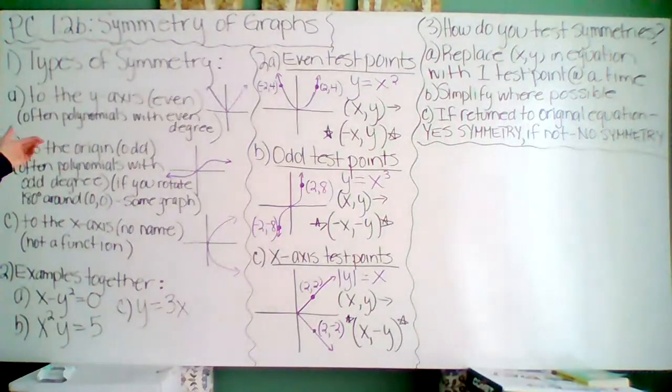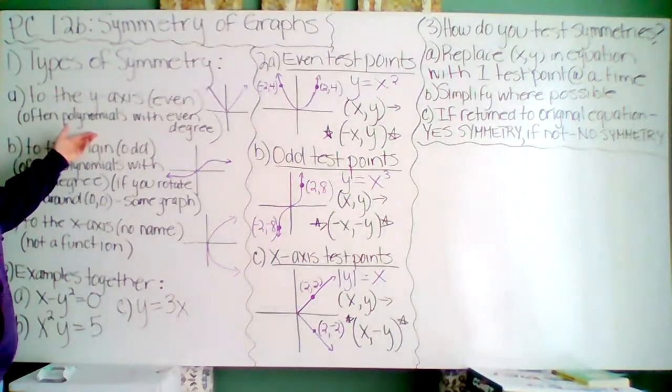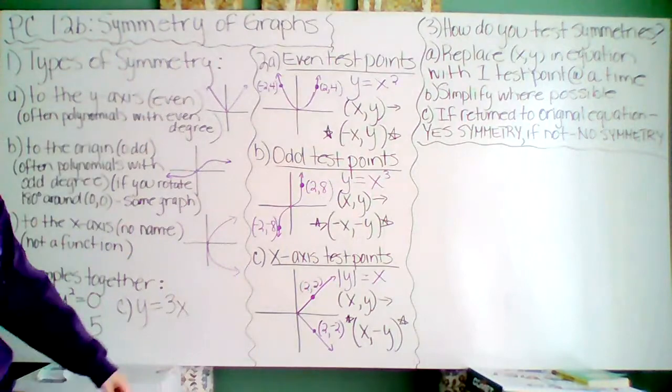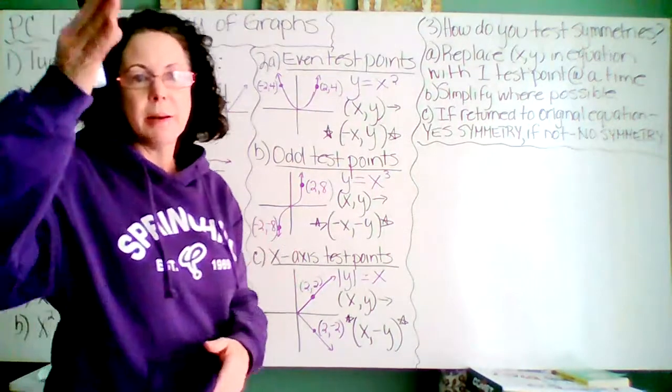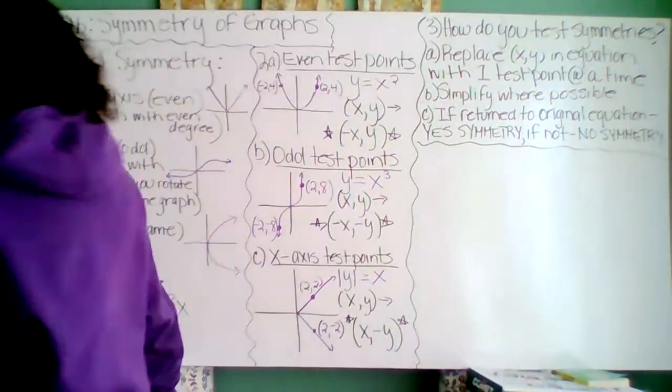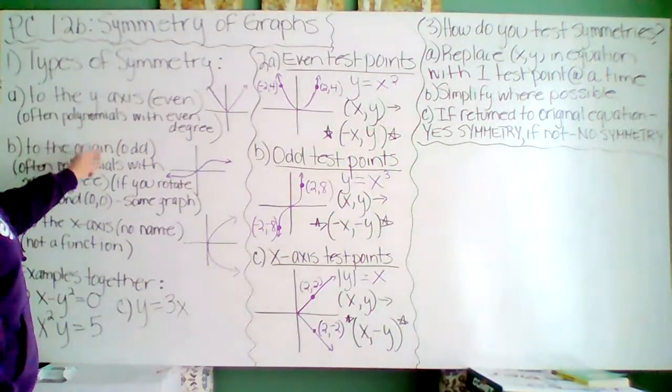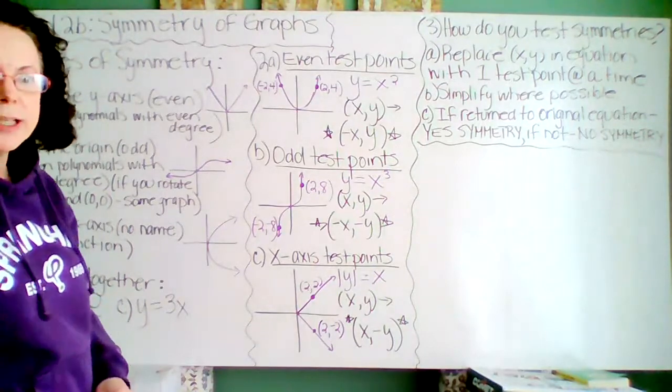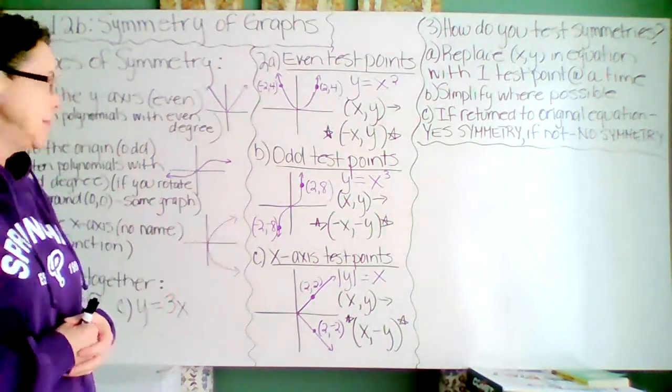First of all, symmetry to the y-axis is called even symmetry because a graph is even on both sides of the y-axis, kind of like we are when we're standing up. These are often polynomials with even degrees, hence the name even.